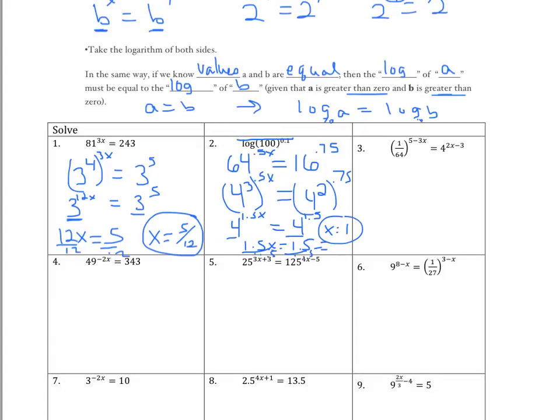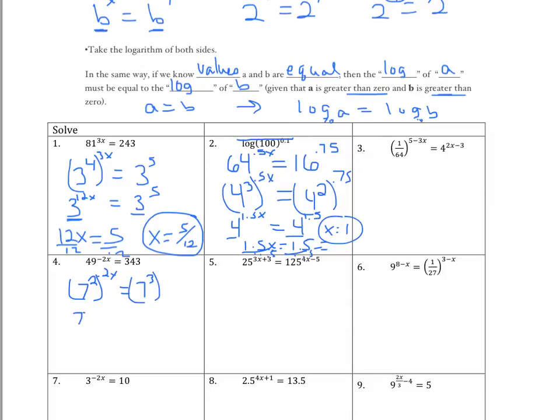Let's take a look at number 4. So 49 and 343 are not the same number. I know that 7 squared makes 49, and that's raised to the negative 2x. And then 49 times 7 is 343. So we have 7 cubed on the right-hand side. And I'm going to simplify that.